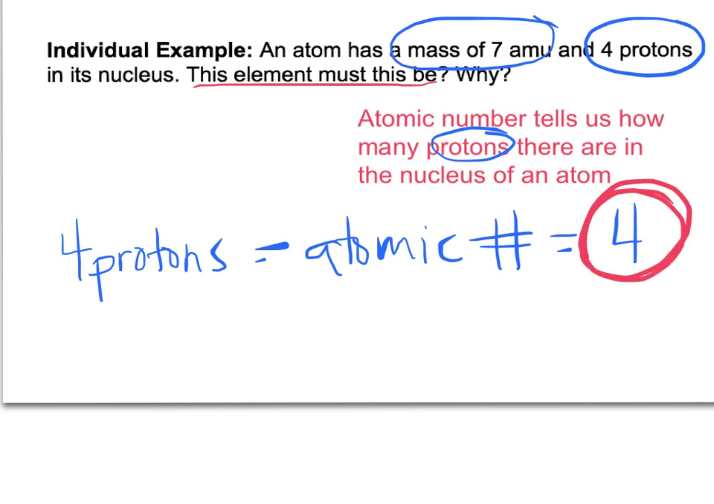So what do we do? We have to look at the periodic table. So if you get out your periodic table and look up, you should see that the square that has the Be in it with the 4 on top, that's your answer. Beryllium.